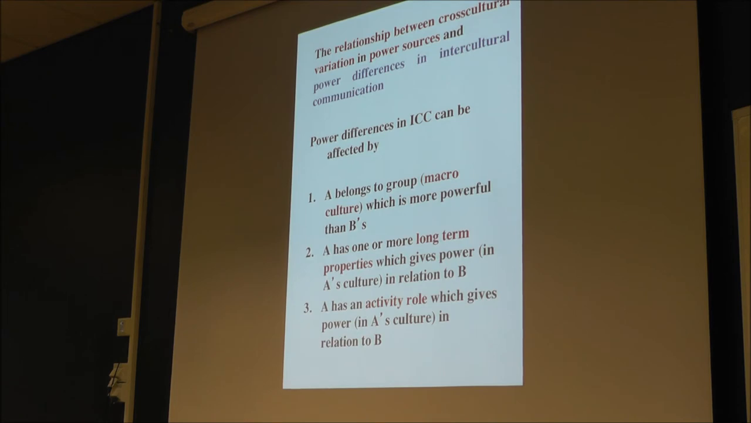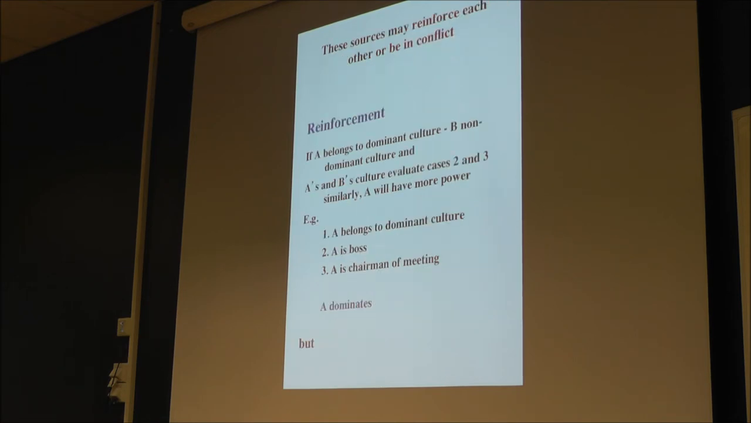Okay, so here we have the properties. You can belong to a certain macroculture, you can have certain long-term properties of the type we have been discussing, gender, age, etc., and there can be activity roles. So basically these three types of properties can be there to give you more or less power. And basically we have two kinds of relations between these properties. They can reinforce each other, or they can be in conflict.